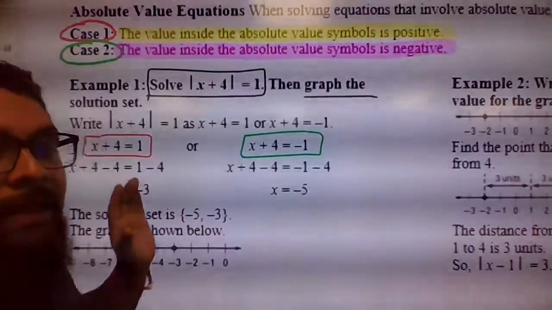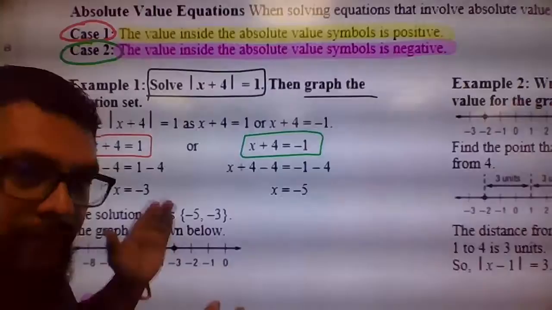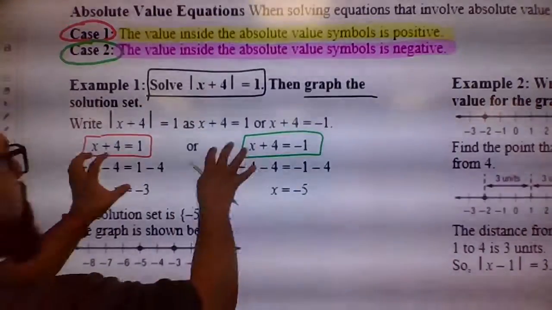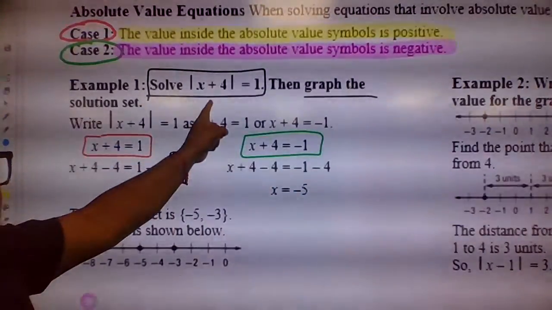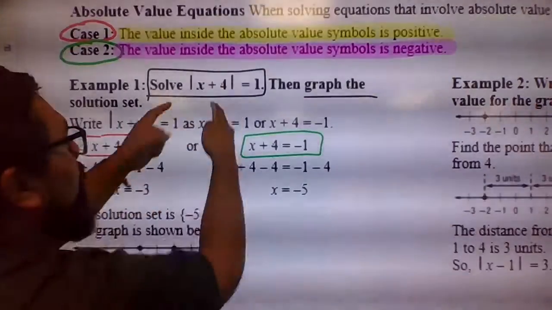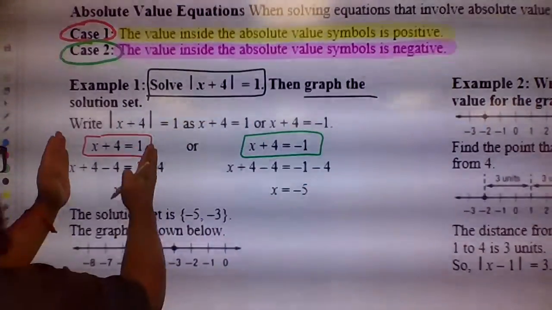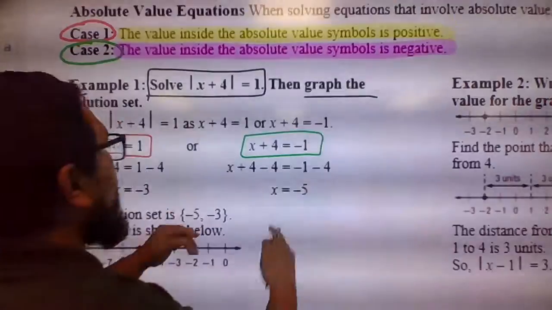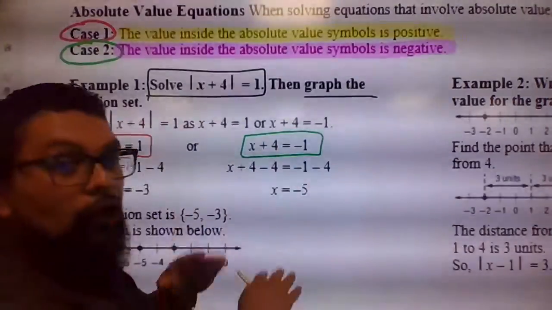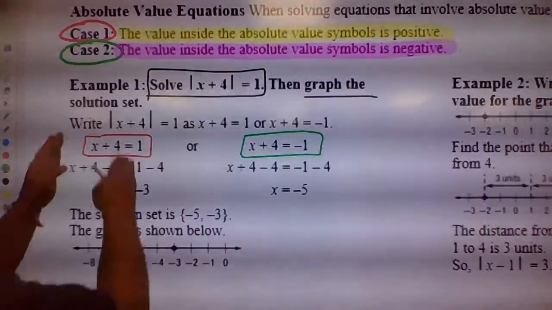Okay? Now it's going to make a lot more sense here in a little bit, okay? Just stay with me. We have to split it in two. So it's this equation, but because it has absolute value, we have to split it up into two. So here's the first one, and here's the second one. And notice how the absolute value symbols are gone. Okay, now you solve for each.